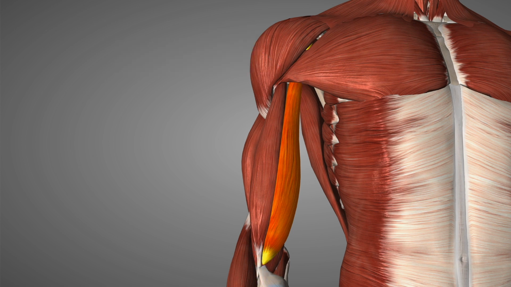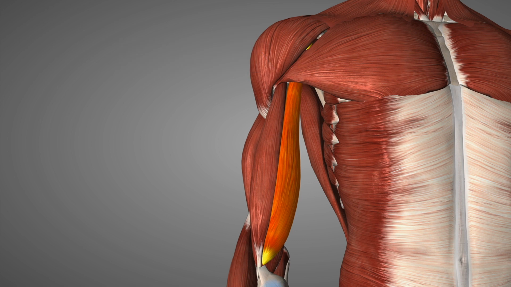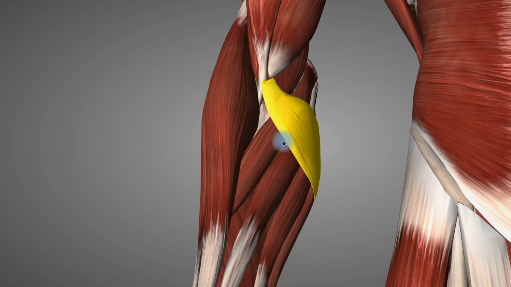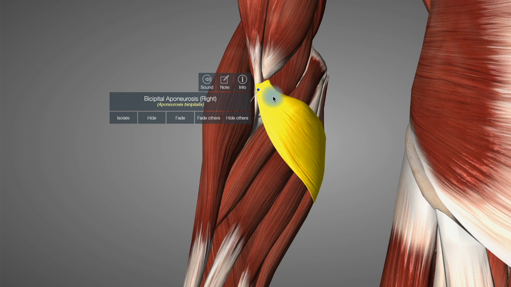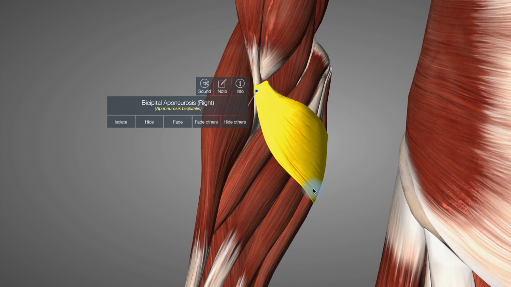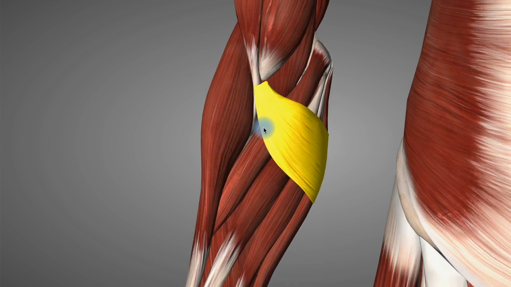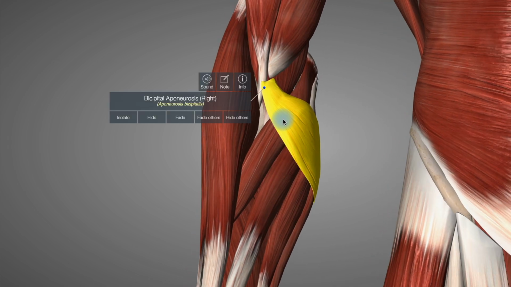One important feature of this bicipital tendon is this bicipital aponeurosis, which expands from this tendon medially and covers the various components of this cubital fossa, including the median nerve and brachial artery, and it somehow protects them. So this is an important structure. You can even touch and feel it across your skin.